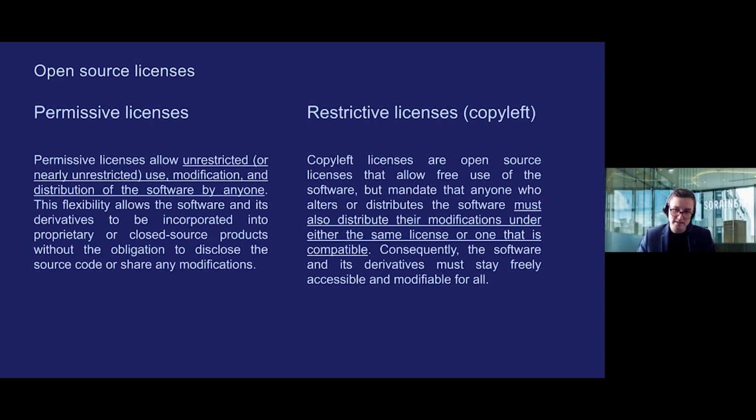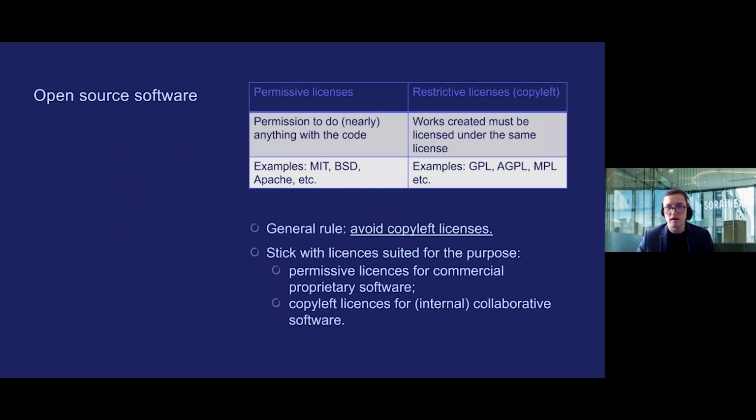The other group are restrictive licenses, also called copyleft licenses, which are also open source licenses, but they limit commercialization of the software in the sense that if you make any modifications to the code, you have to distribute those modifications under the same license or under a compatible license for everyone else. Meaning that if you took a code that is subject to a copyleft license, made modifications, and then wanted to sell it to others, you couldn't do that because that would mean that you are infringing the relevant open source license.